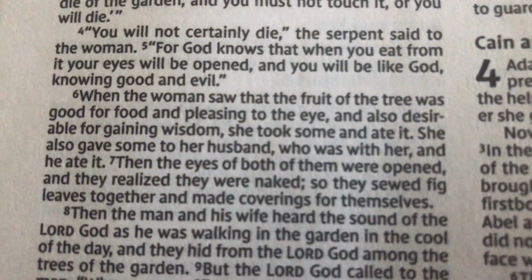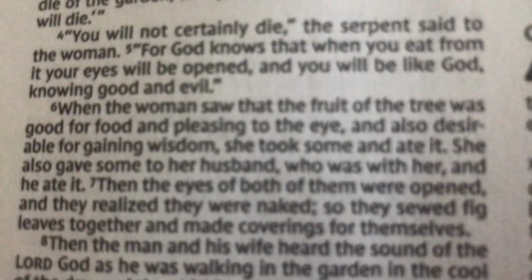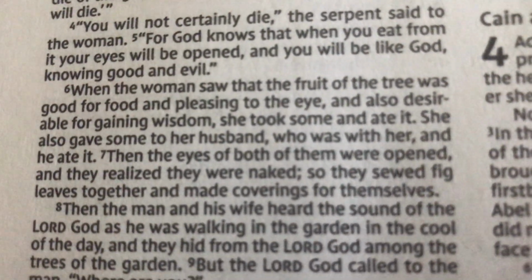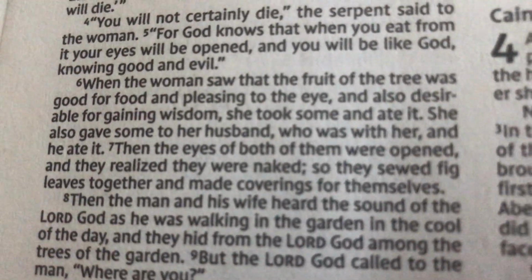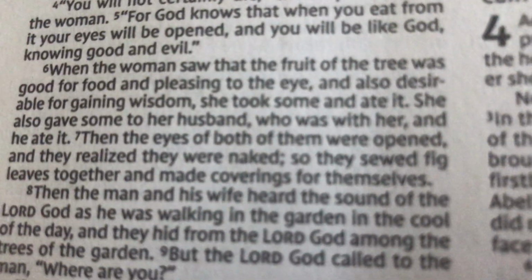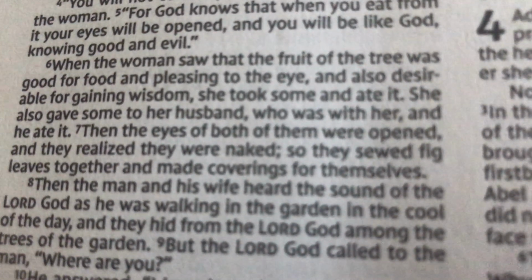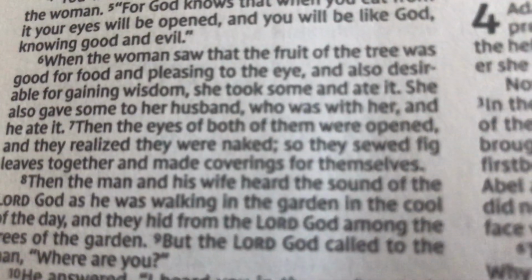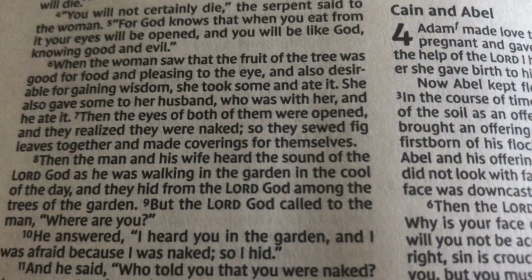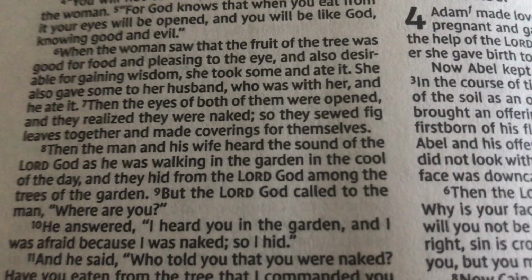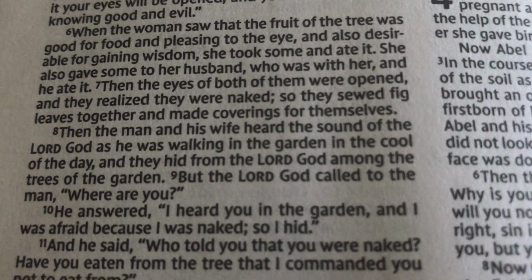When the woman saw that the fruit of the tree was good for food, and pleasing to the eye, and also desirable for gaining wisdom, she took some and ate. She also gave some to her husband, who was with her, and he ate it. Then the eyes of both were opened, and they realized they were both naked. So they sewed fig leaves together and made coverings for themselves.